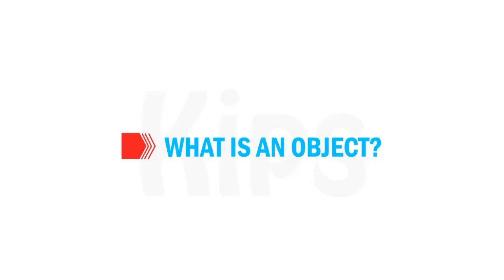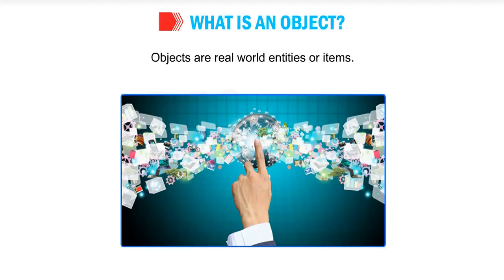Last class we saw an introduction to Java, and we learned the introduction to BlueJ and its features. BlueJ is an object-oriented program. Now, in this class, we are going to learn what an object and a class are, and how these are related to a BlueJ program. Objects are real world entities or items.